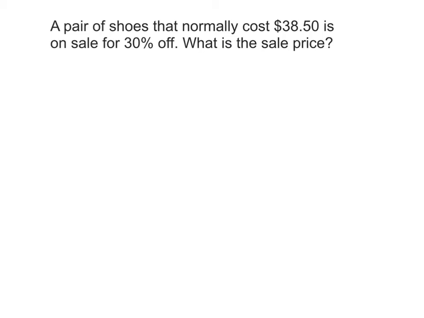We aren't always going to be looking for the percentage, though. Sometimes we're going to need to find the part or the base. Here's another kind of problem that comes up. A pair of shoes that normally cost $38.50 is on sale for 30% off. What is the sale price? So the first thing we need to figure out is what's 30% of $38.50? So in this case, here's our base right here. And here's our percentage.